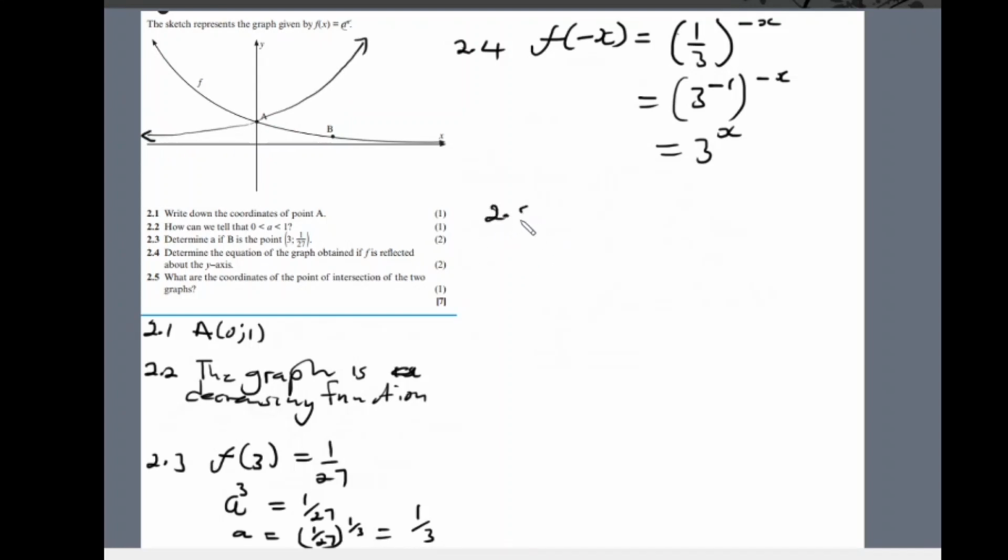And then 2.5. What are the coordinates of the point of intersection of the two graphs? Notice where they intersect there. So the coordinates of the point of intersection are (0, 1).